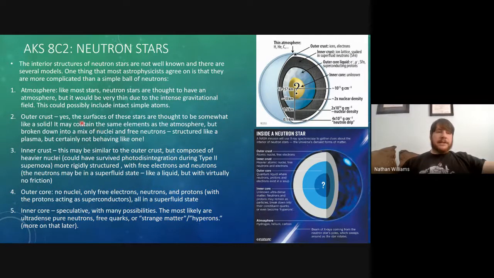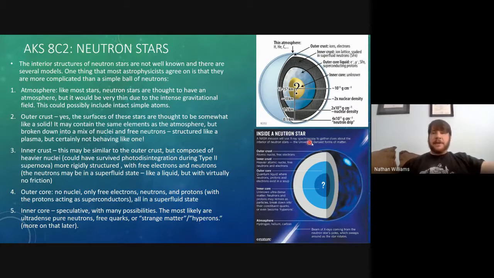But anyhow, it says the surfaces of these stars are thought to be somewhat like a solid, and may contain the same elements as the atmosphere, but broken down, no longer normal atoms, into a mix of nuclei and free electrons. So in other words, this outer crust would be structured basically like a plasma, again, nuclei and free electrons, but compressed to the point where it's behaving more like a solid. So it's a very strange thing.